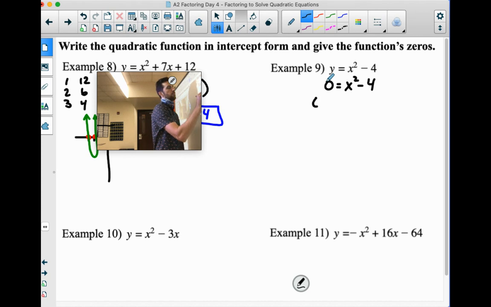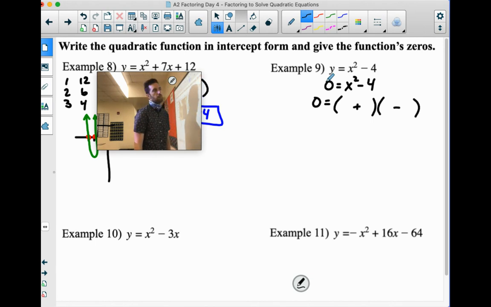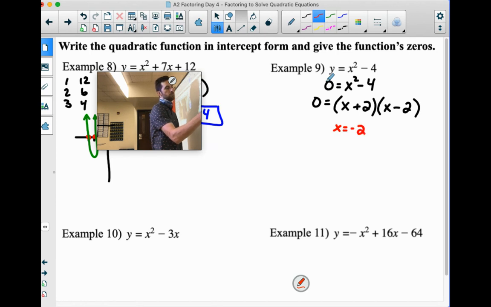So remember, when you factor like that, you square root them both, put one with a plus, one with a minus. Square root of x squared is x. Square root of 4 is 2. It says x plus 2, so that means x could equal negative 2. It says x minus 2, so x could equal positive 2.